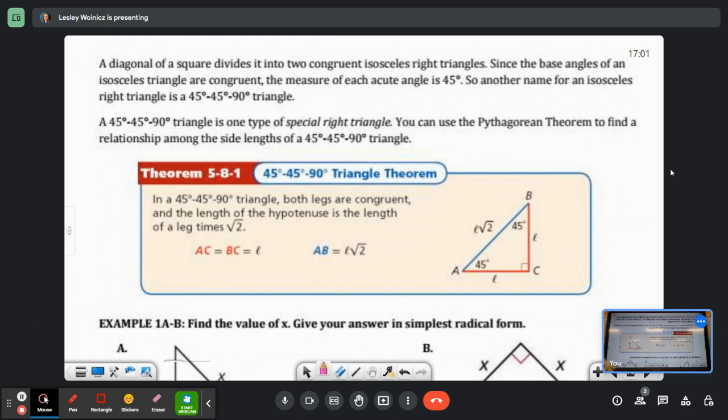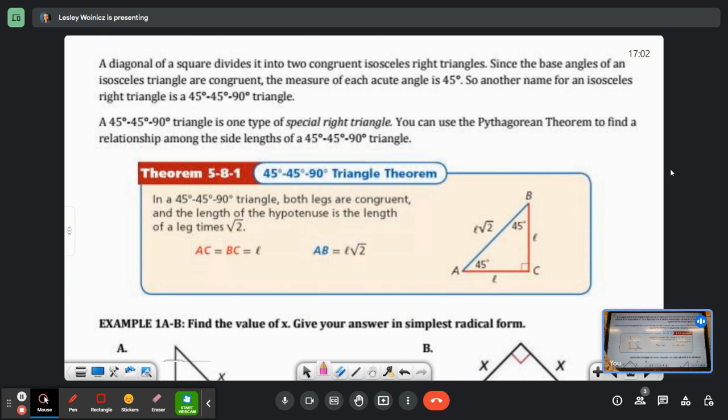So another name for an isosceles right triangle is a 45, 45, 90 degree triangle. Now, instead of talking about the side lengths, this is talking about the angle measures. So these special right triangles aren't named with side lengths, they're named with angle measures.